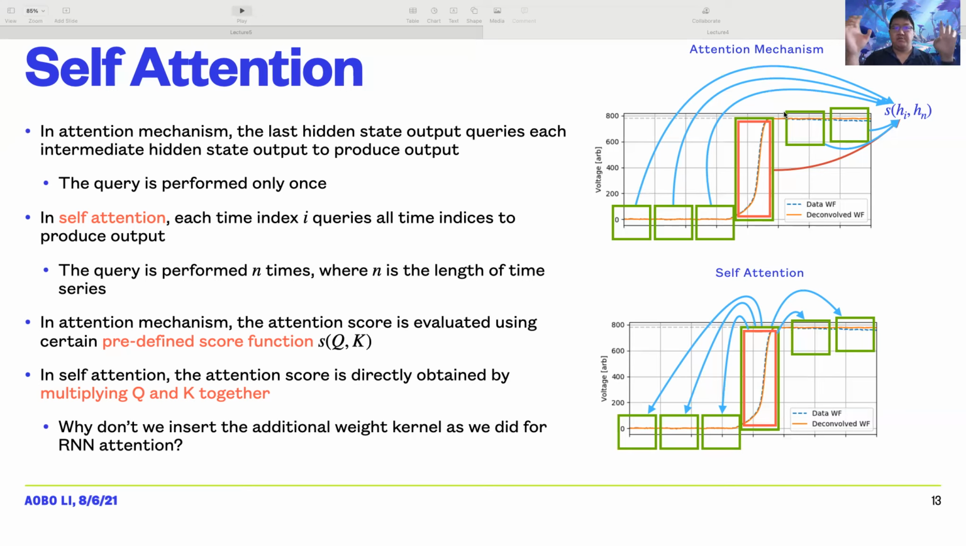So that's why we can directly multiply Q and K together instead of having to use some kind of a score function in attention mechanism. Remember, in attention mechanism, the Q and K are produced by the RNN layer, so it really has nothing to do with the attention mechanism itself. It's actually produced by the RNN. That's why we have to use some kind of score function, and we have to sandwich an additional weight. That's one of the differences between self-attention and the traditional attention mechanism.